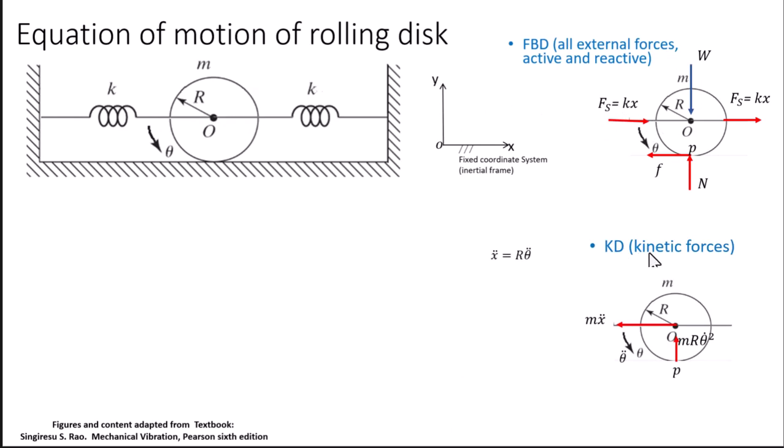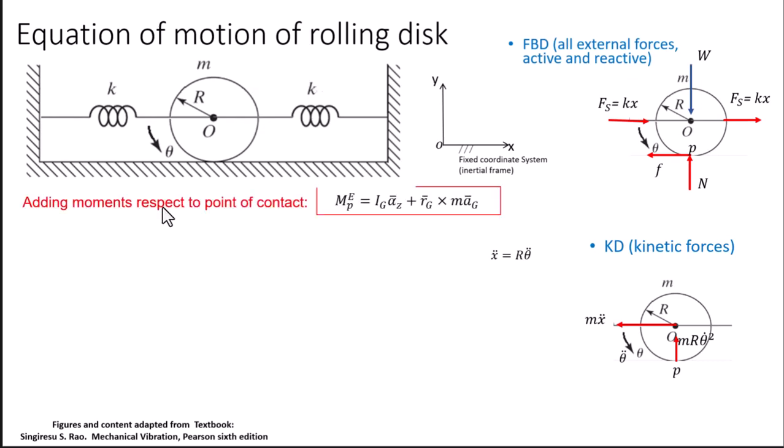We do our kinetic diagram. We have the mass times the linear acceleration. This linear acceleration is also a function of the rotation of the disc, because in a rolling disc, the displacement is related to the rotation. The point of contact only has acceleration in the vertical direction.